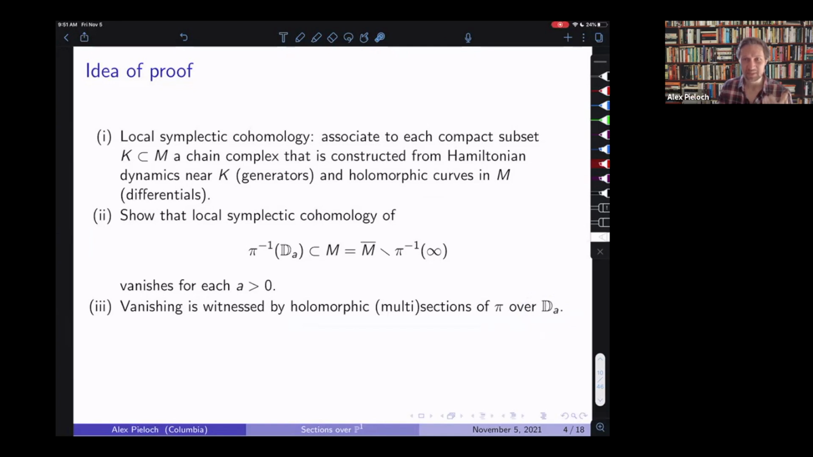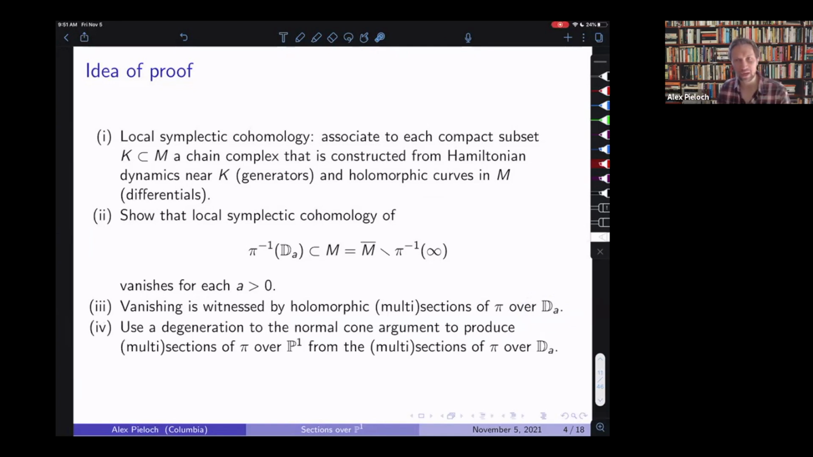Okay, but the statement is about closed curves or sections over P1. So the other ingredient is a degeneration of the normal cone argument. So essentially we have some type of degeneration argument that lets us take holomorphic sections over the disk and degenerate them into holomorphic sections over all of P1. And so these are the two ingredients. We have Floer theory to produce disks, and we have a degeneration of the normal cone argument to produce actual closed curves. And this is a very, very high level idea of the proof.